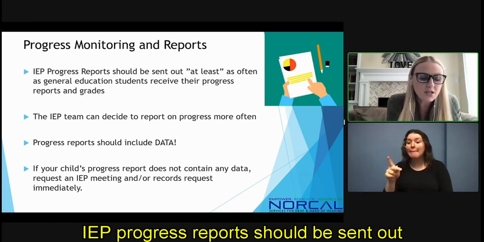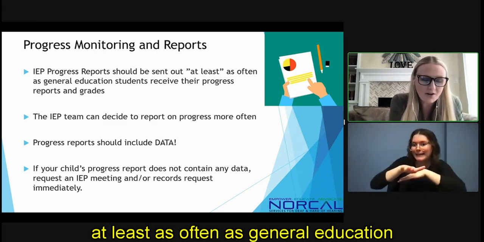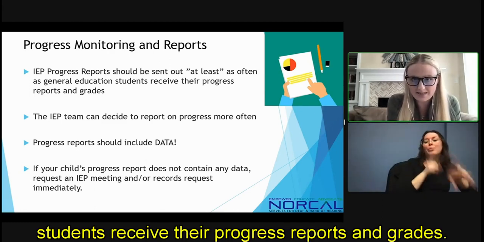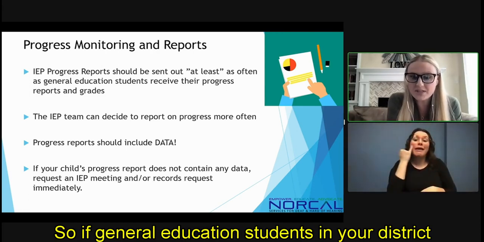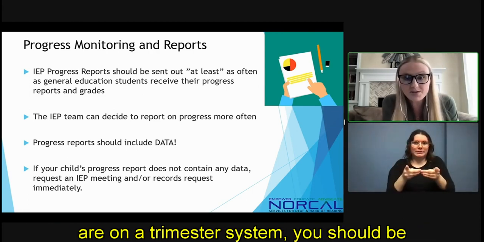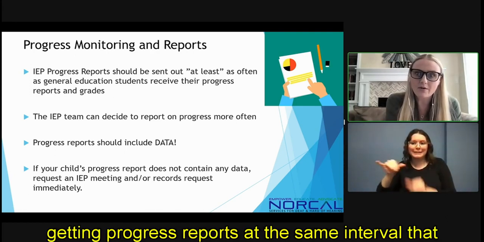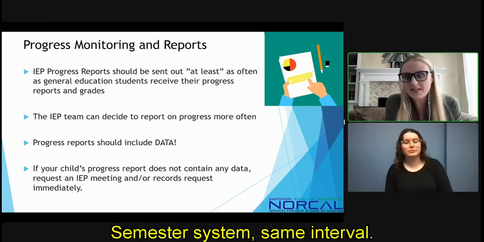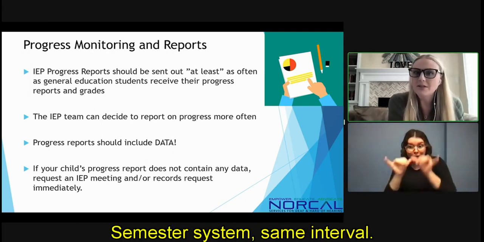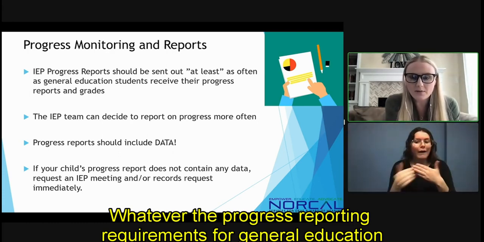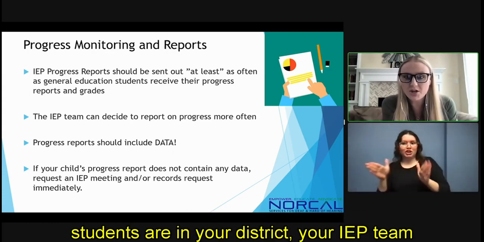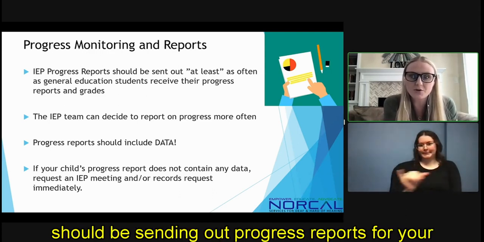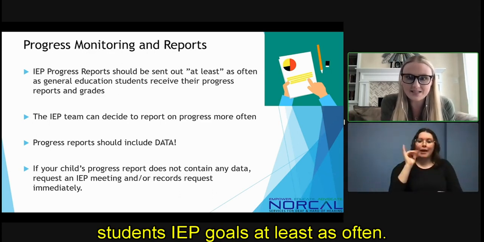IEP progress reports should be sent out at least as often as general education students receive their progress reports and grades. So if general education students in your district are on a trimester system, you should be getting progress reports at the same interval that their report cards get sent out. Semester system, same interval. Whatever the progress reporting requirements for general education students are in your district, your IEP team should be sending out progress reports for your students' IEP goals at least as often.